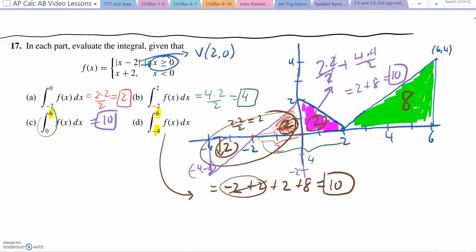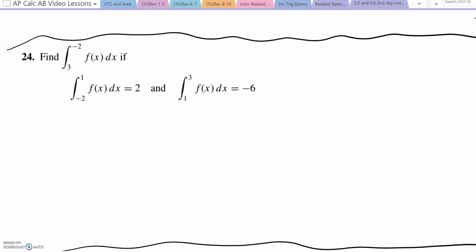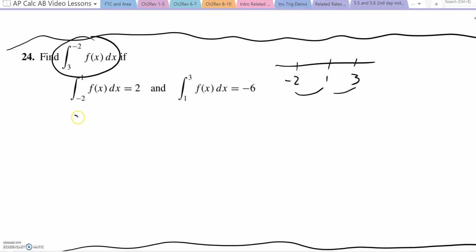Next, we are moving on to number 24. So for number 24, they asked us to find this integral of f of x from 3 to -2. Well, my first thought is, if I think about these on an axis, I've got a 3, a -2, and a 1. So -2 is here, a 1's here, and a 3's over there. Really, I want to go from -2 to 1 and 1 to 3. So if I were to go like this, from -2 to 3, that's the full distance, all the way from the lowest to the highest.